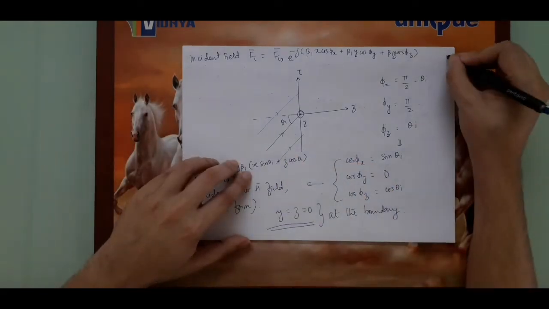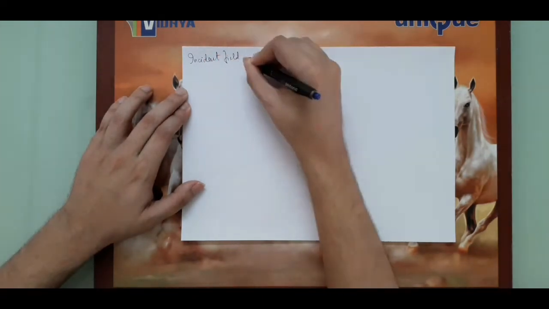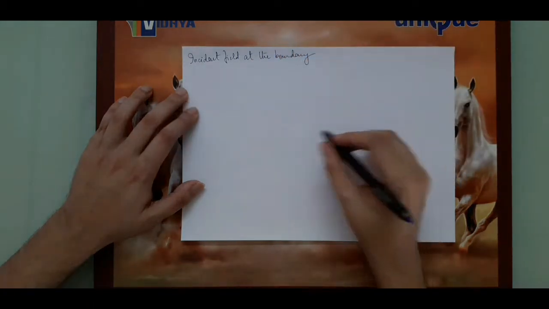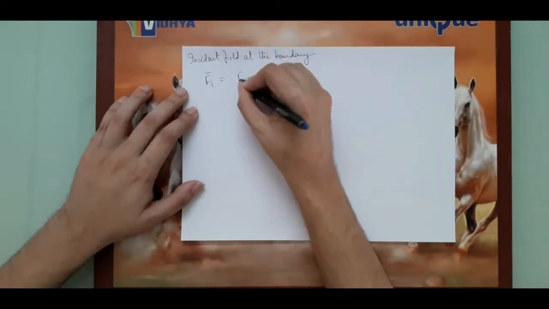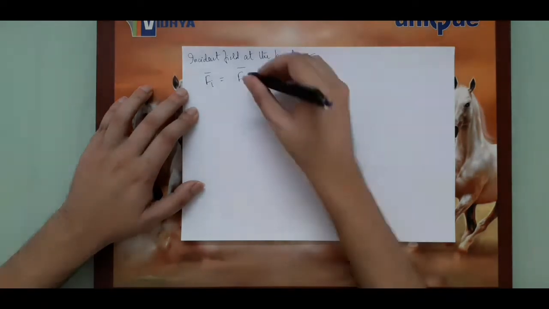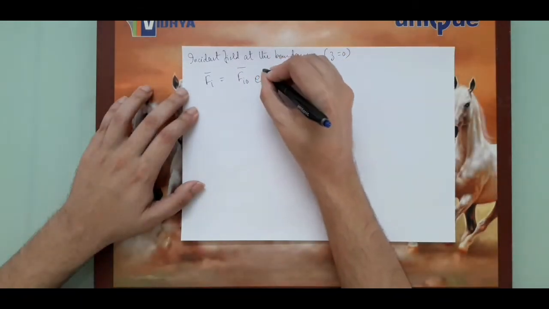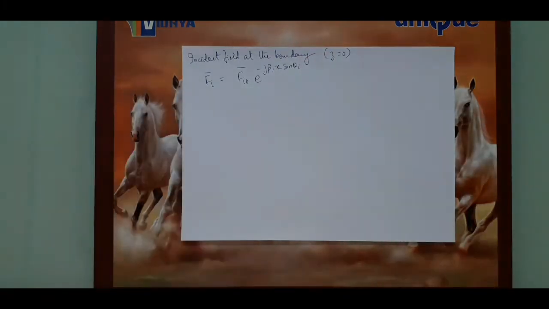So therefore I can rewrite the incident field at the boundary, that is Fi, is nothing but Fi0 times, where we put z as 0, e raised to minus j beta 1 x sine theta I. That's it. This is what the incident field looks like.